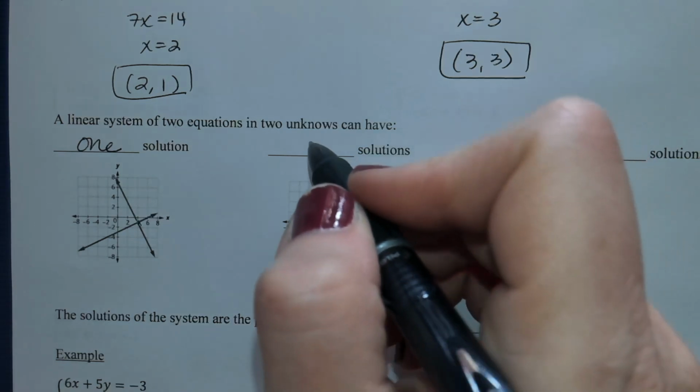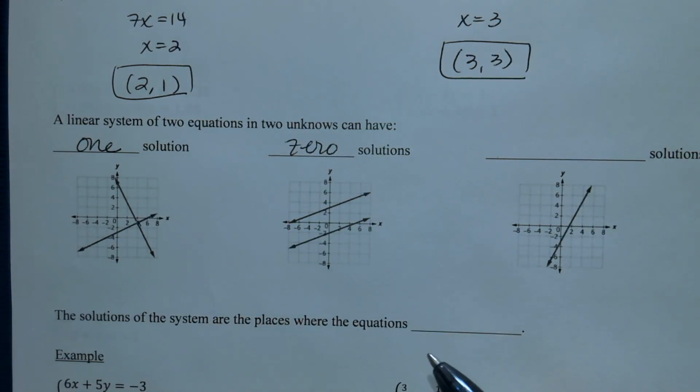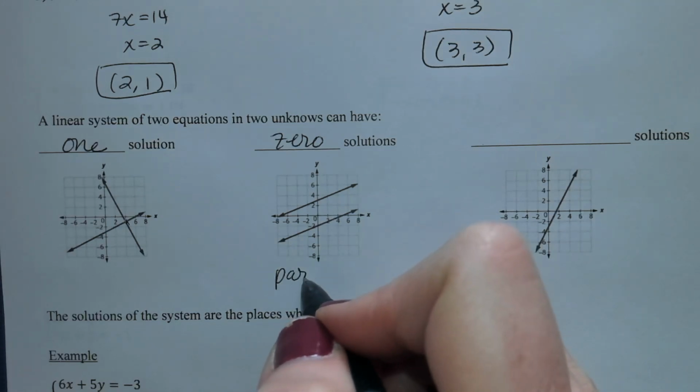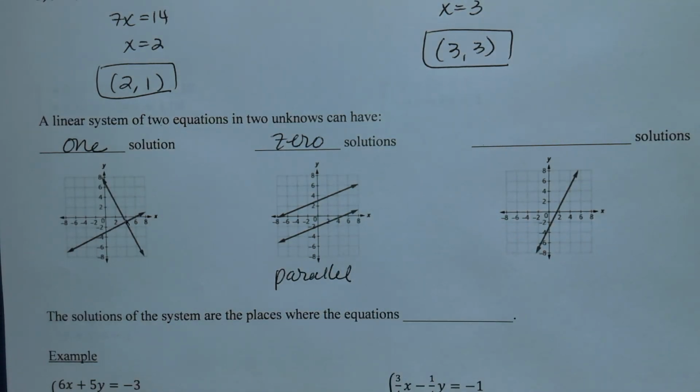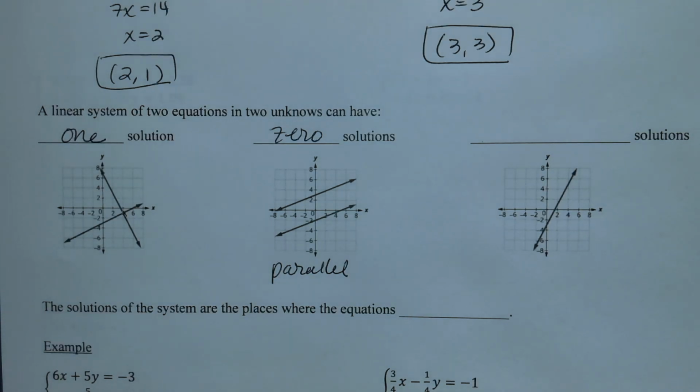You could actually have 0 solutions. That just means your two lines are parallel. They're never going to touch. So that means they have the same slope. And if you run into that situation, the answer is literally 0. They will never touch. And we'll do one of those where you can see what that looks like.